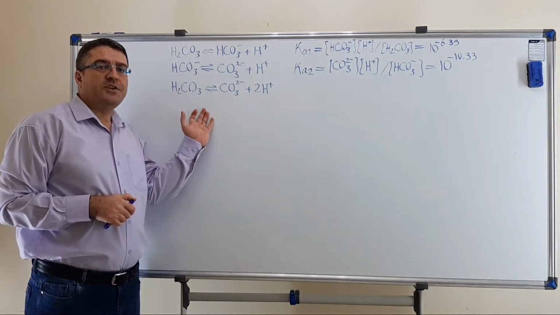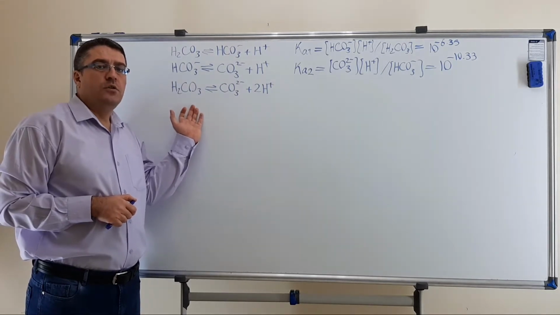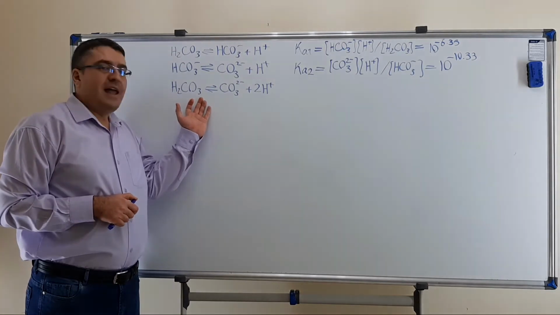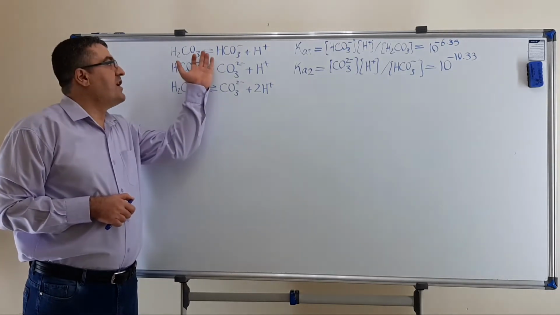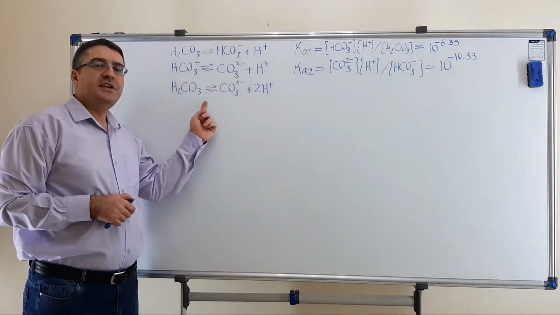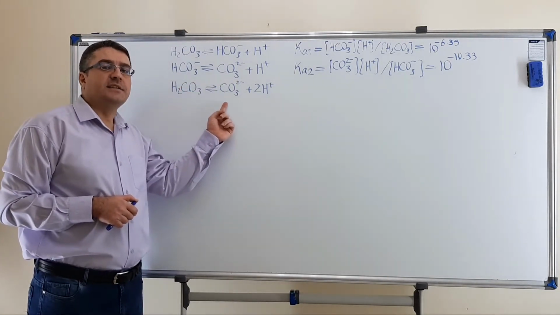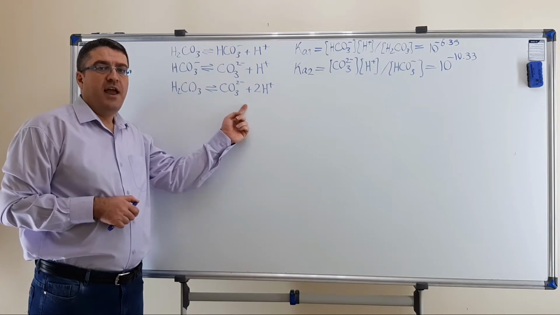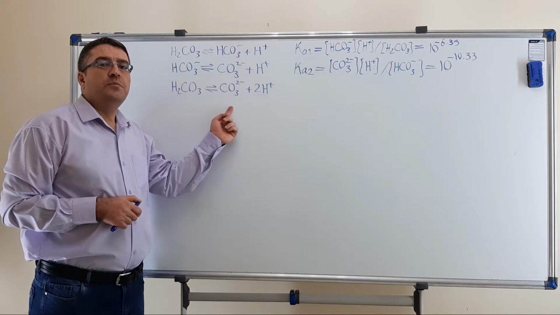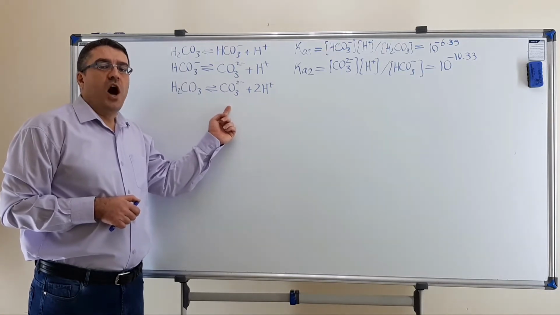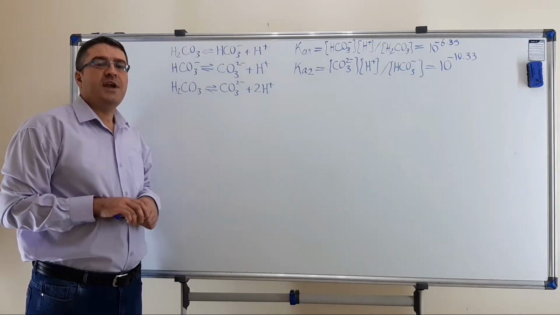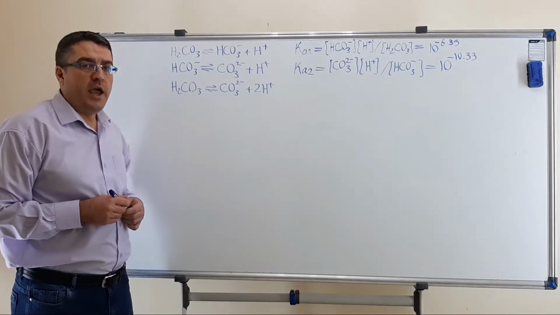In the last reaction, carbonic acid loses its 2 H+. The last reaction is the sum of the first and the second acid dissociation reactions. It is the cumulative acid dissociation reaction. The associated equilibrium constant is the cumulative acidity constant of carbonic acid. It is represented by beta A.